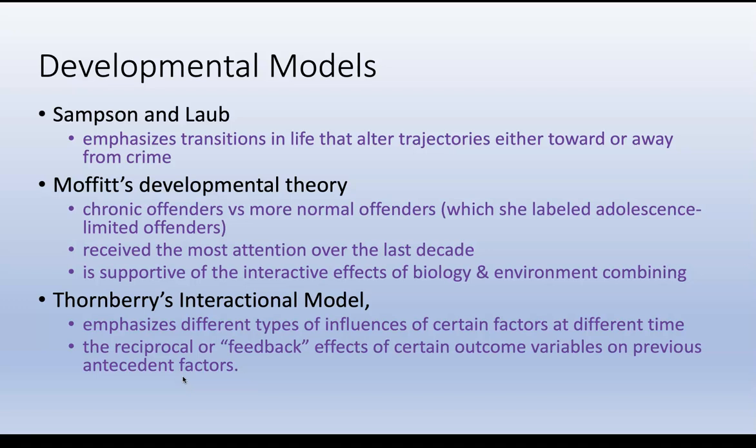chronic habitual offenders. Another key developmental theory is Thornberry's interactional model. Now, this emphasizes different types of influences of certain factors at different times of our development, as well as the reciprocal or feedback effects of certain outcome variables on previous antecedent factors. Now, this type of feedback loop can often result in a person being caught in a vicious cycle of criminality, which can be very hard for that person to get out of.